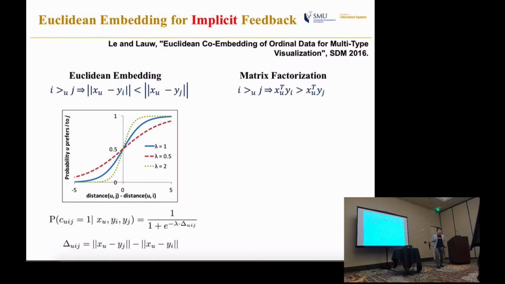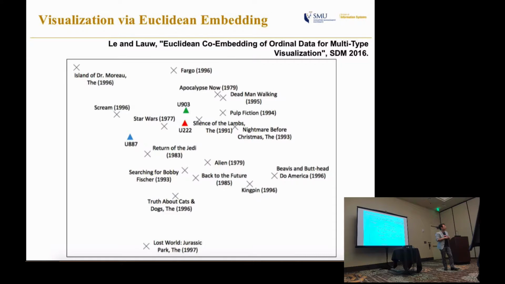Now, this is another advantage of Euclidean embedding. So one of the things that we talked about earlier is the idea of interpretability or explainability. Now, most of the time, we just see the latent vectors. They are very hard to understand in terms of what a factor actually means, and why some users and items are similar in certain kinds of factors.